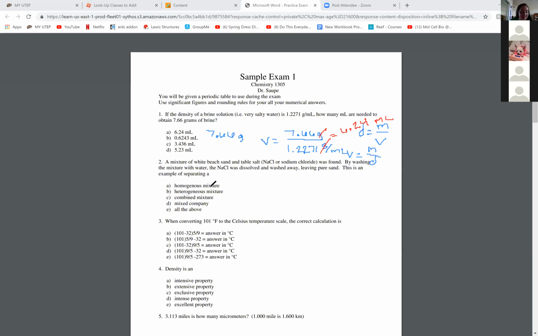But basically, we're gonna look at a homogeneous mixture and a heterogeneous mixture, right? And we're gonna say, okay, well, the definition of a homogeneous mixture is that there's no obvious separation between the two, right? It'd be like looking at milk.